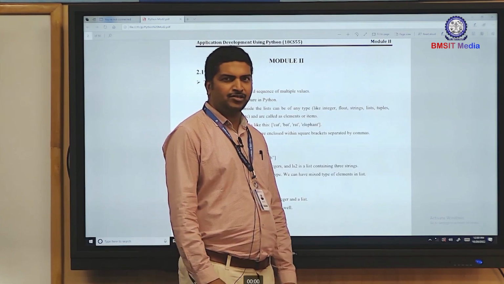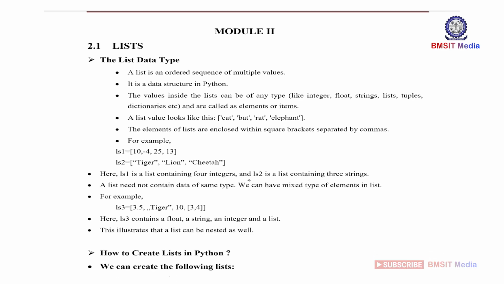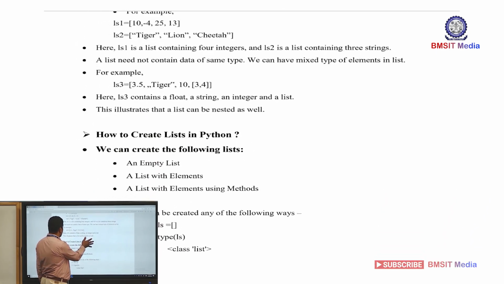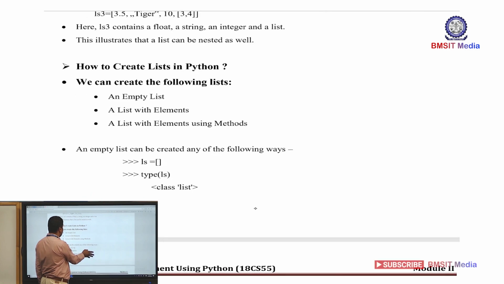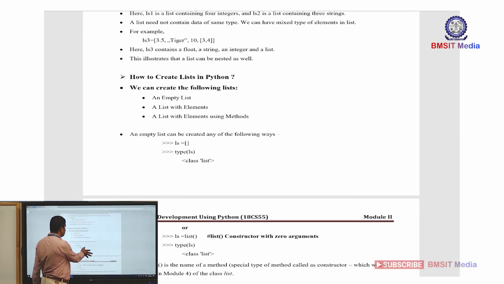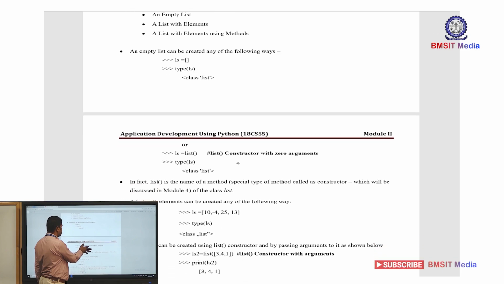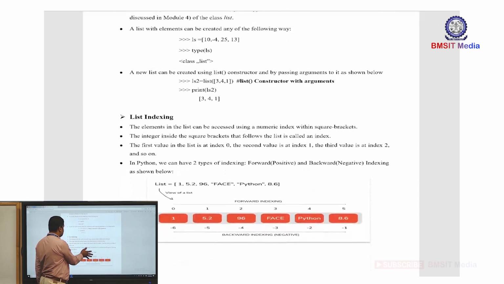Hello everyone, dear students. So let us continue with the second module of list. In my previous video, I had talked about what is a list data type, then how to create lists in Python. We can create three types of lists, three ways of creating lists. One is an empty list, a list with some elements, and then a list with elements using some inbuilt methods. So these are the different things that we had discussed.